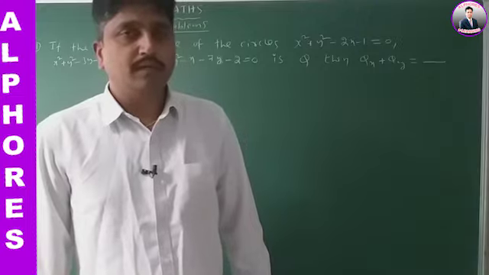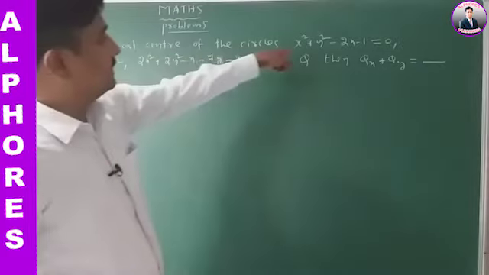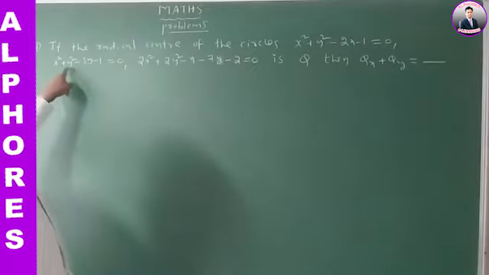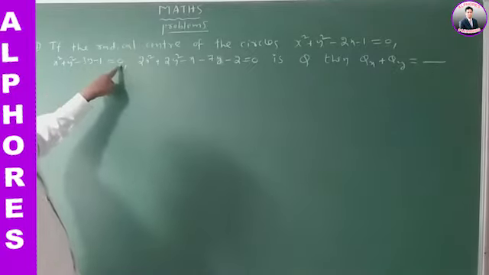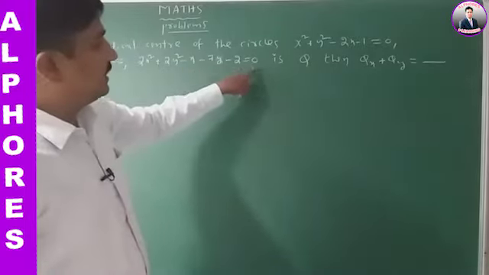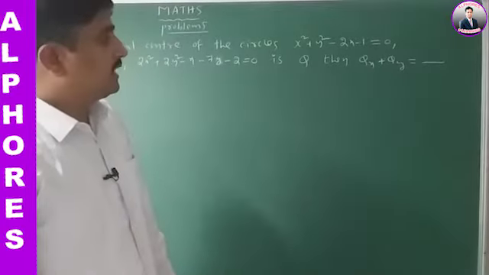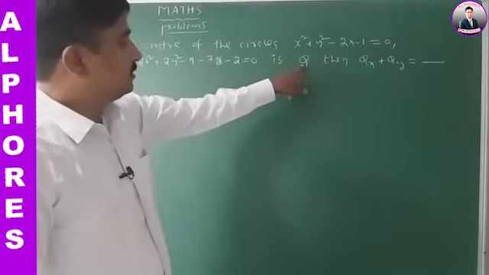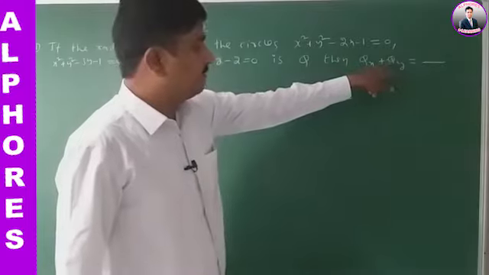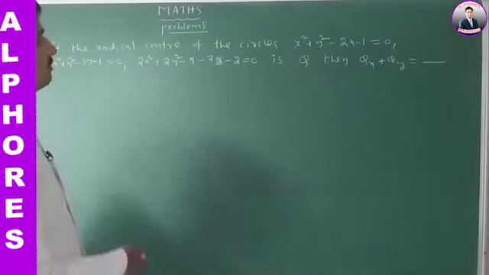Now problems on radical center. If the radical center of the three circles x square plus y square minus 2x minus 1 equal to 0, x square plus y square minus 3y minus 1 equal to 0, 2x square plus 2y square minus x minus 7y minus 2 equal to 0 is Q, then Qx plus Qy equal to what? Here Q means (x, y), Qx means the x coordinate of Q, plus Qy means the y coordinate of Q.